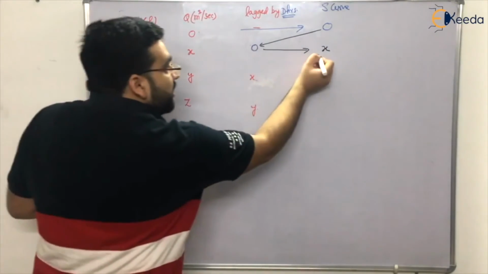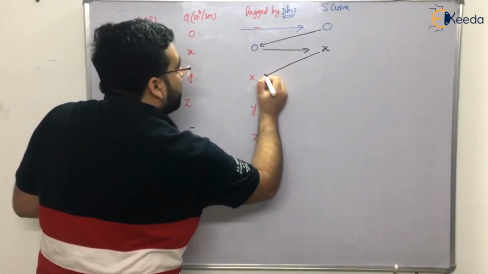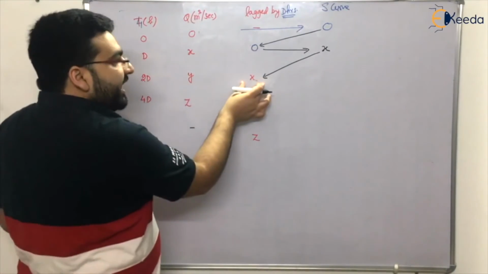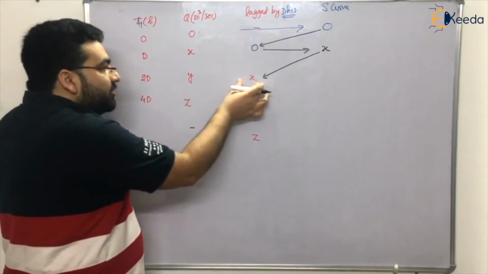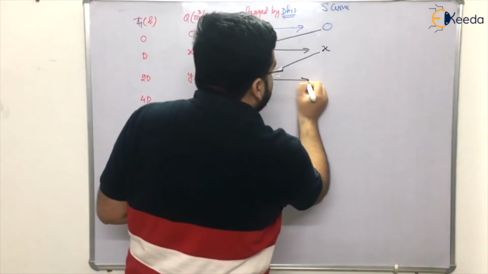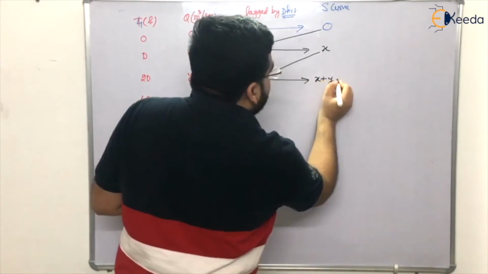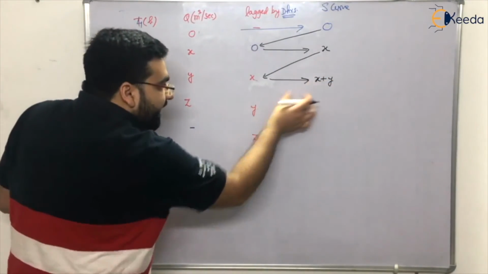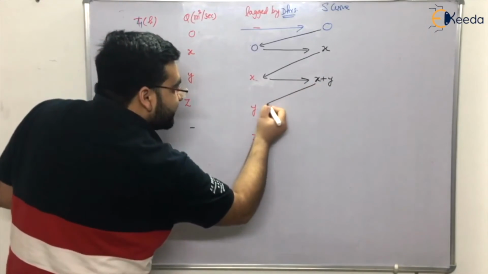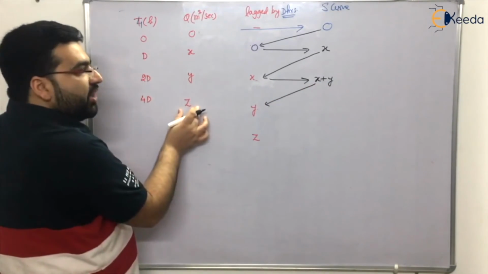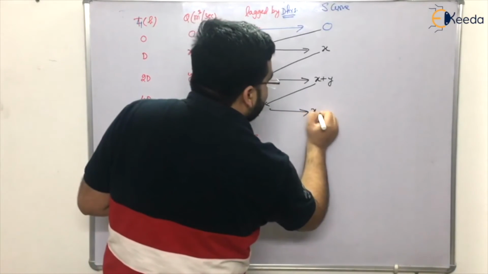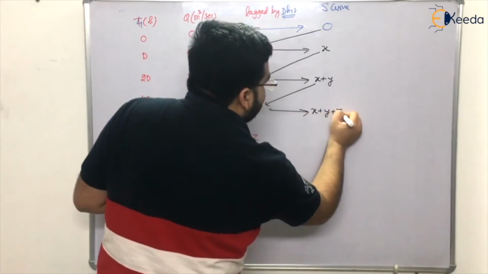Clear? Now take your x here. So there is x. Now x and add this. So x plus y, you will get x plus y. Now this is x plus y. So replace y with x plus y. So take x plus y here and add this discharge. That is x plus y plus z.